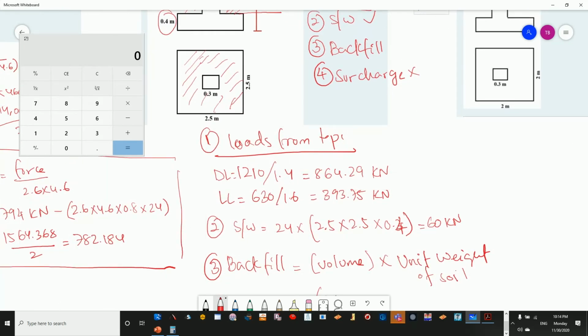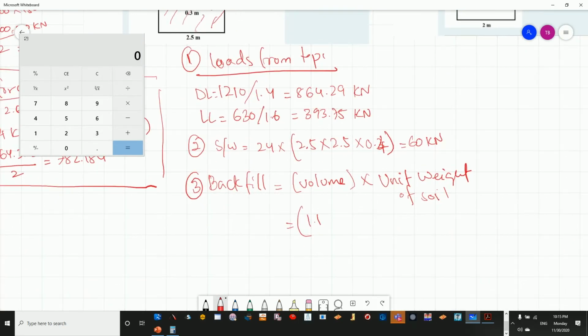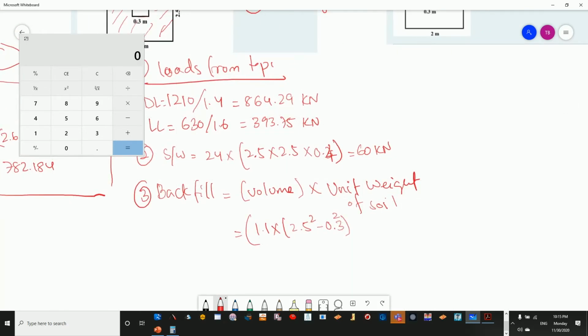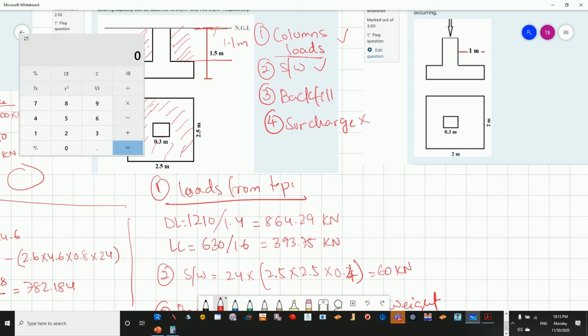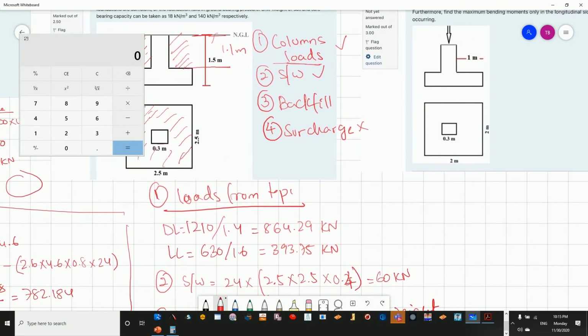Area of the backfill is going to be 2.5 square minus 0.3 square, because whenever there is a column, of course there will not be soil. So multiplied by 2.5 square minus 0.3 square. Okay, so 2.5 square is the area of the foundation, 0.3 square is the area of the column. Multiplied by the unit weight of the soil, which has been mentioned as 18.